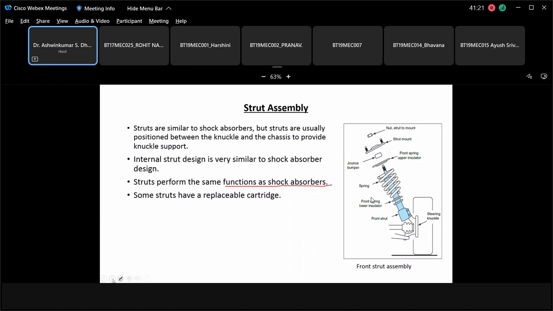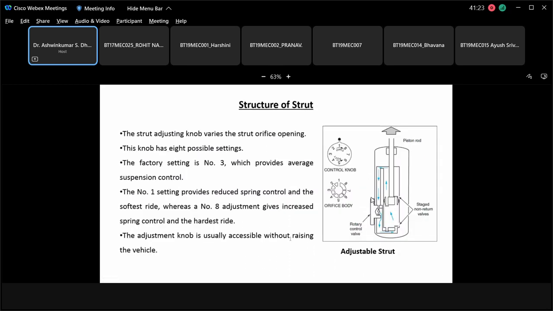This is mentioned. Now it is showing you the strut assembly. The strut adjustment knob varies the strut orifice opening. This knob has 8 possible settings. The factory setting is number 3, which provides average suspension control. Number 1 setting provides reduced spring control and a softer ride, whereas number 8 gives increased spring control and the hardest ride. The knob is usually accessible without raising the vehicle.